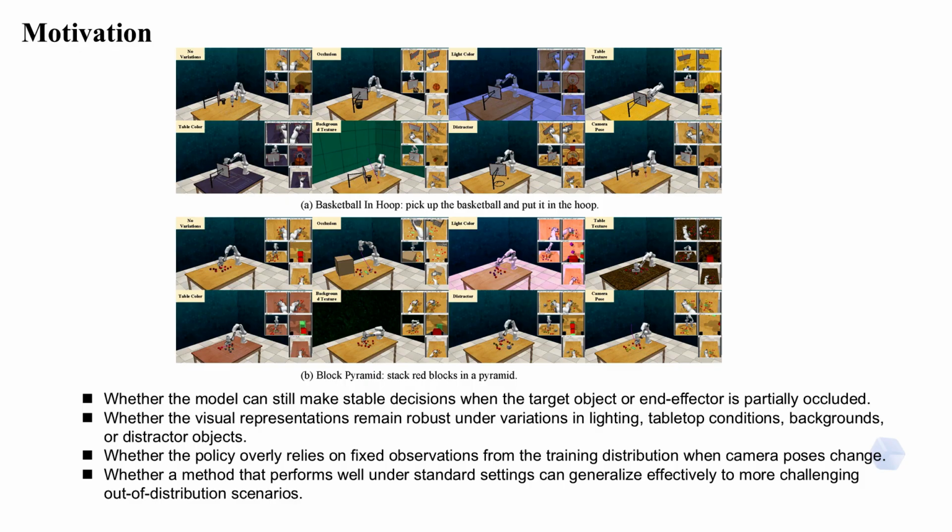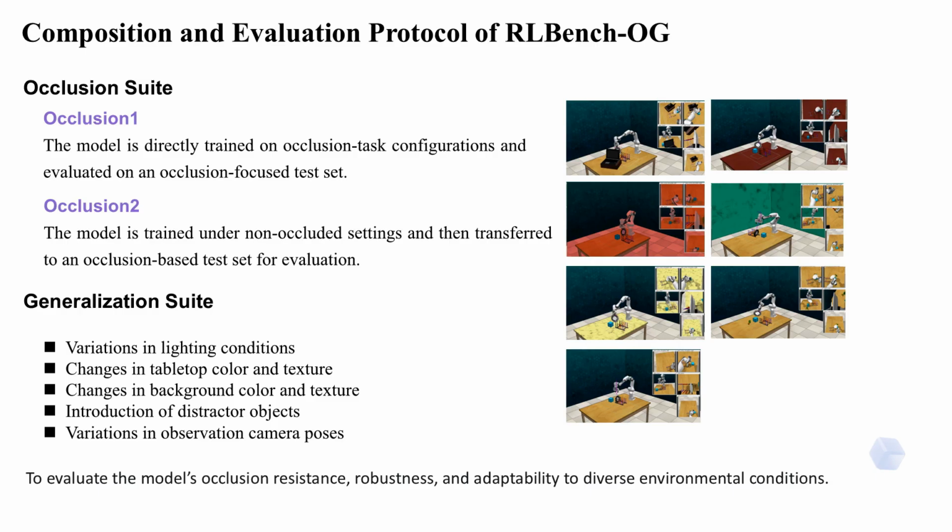To study these challenges systematically, we extend RLBench and build RLBench-OG. It contains two suites. The occlusion suite has two protocols. Occlusion 1 trains and tests under occlusion, while occlusion 2 trains without occlusion and transfers directly to occluded test scenes. The generalization suite changes lighting, tabletop color and texture, background appearance, unseen distractor objects, and camera poses. Together, these protocols evaluate occlusion resistance, robustness, and out-of-distribution adaptability.